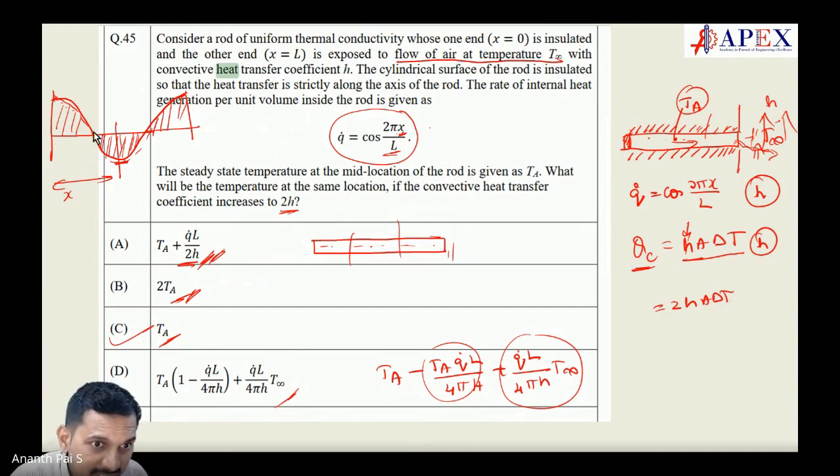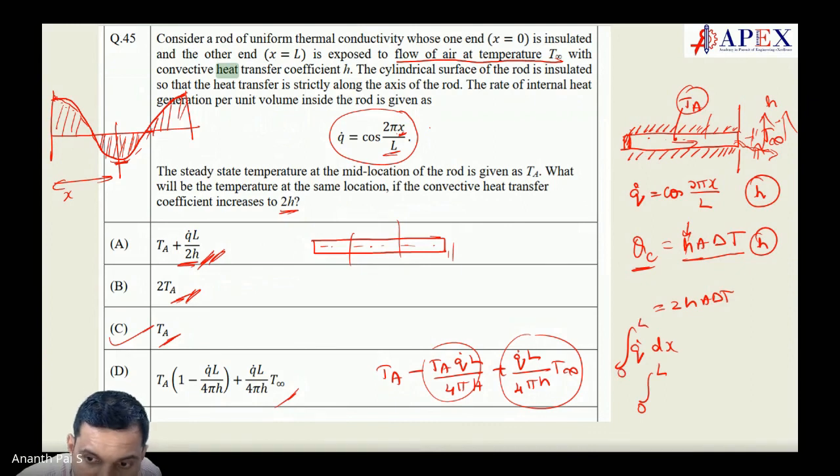So heat is generated on one end. Here it is removed. Here it is added. So what happens? Net generation of heat is zero. You can do this also by integration of q dot into dx, 0 to L. You will see that the net heat generated, the integral from 0 to L of cos of 2 pi x by L, is actually going to 0.